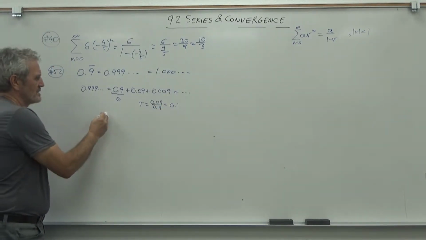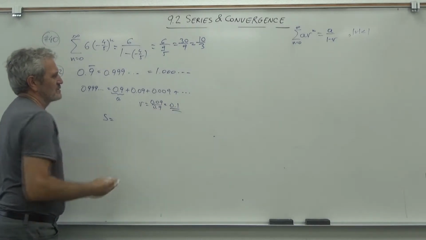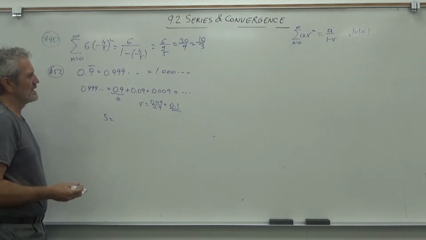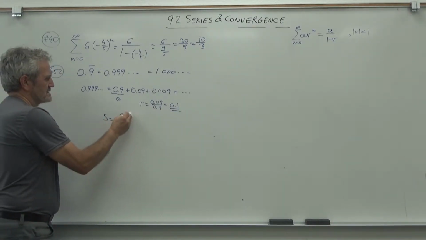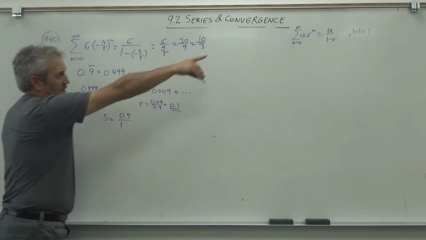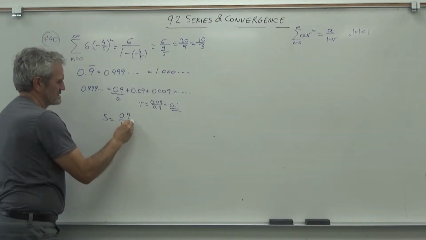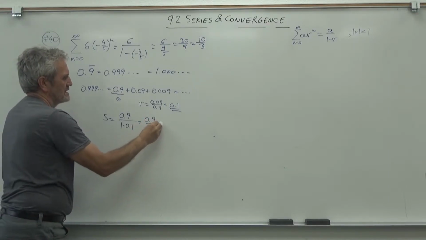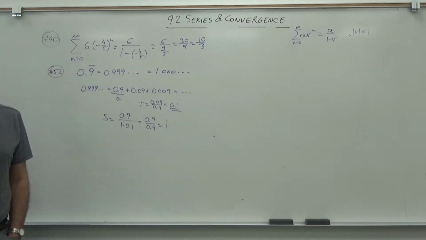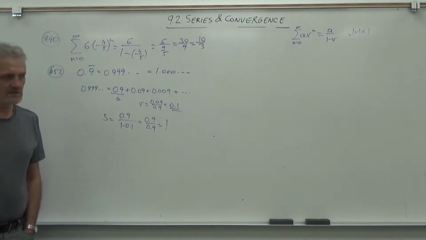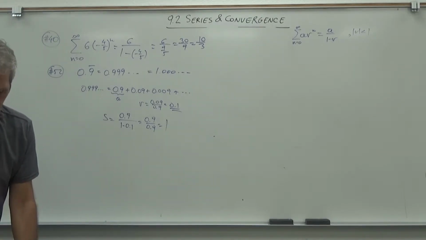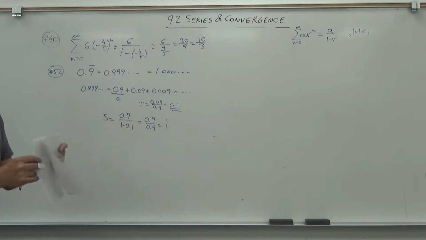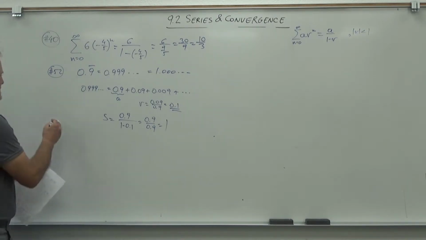So this sum converges because R is between -1 and 1. So we put A on top, which is 0.9, over 1 minus R, which is 1 minus 0.1, which is 0.9 over 0.9, and it's really equal to 1, as we expect. Similar problem, just with a little variation to keep in mind that the length of the period is also important.